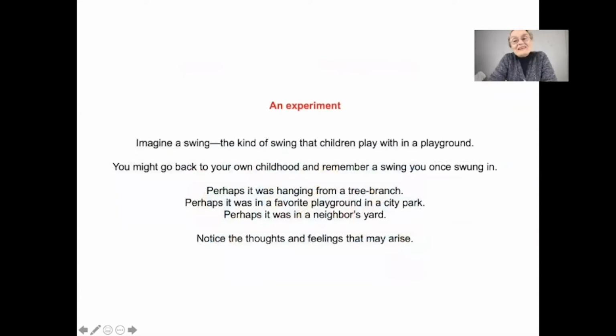Let's begin with an experiment. Imagine a swing, the kind of swing that children play with in a playground. You might go back to your own childhood and remember a swing you once swung in. Perhaps it was hanging from a tree branch. Perhaps it was in a favorite playground in a city park. Or maybe it was in a neighbor's yard. Picture the swing in your mind. And as you do this, notice the thoughts and feelings that may arise.